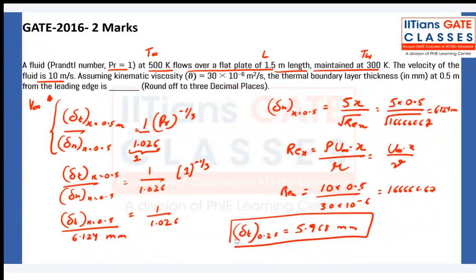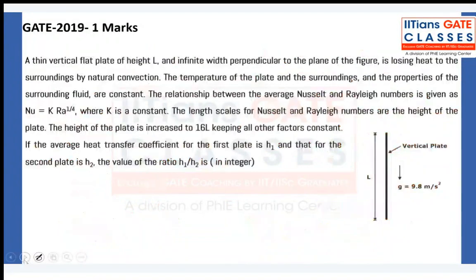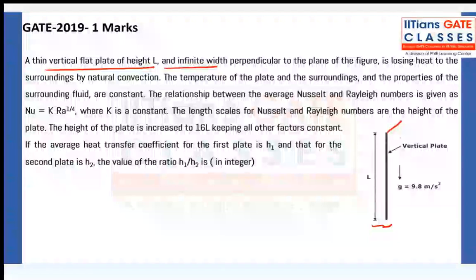Let us move on to the next question. It is based on free convection. We have a thin vertical flat plate of height L and infinite width, so this width is infinite, perpendicular to the plane of the figure. It is losing heat to the surroundings by natural convection. The temperatures of the plate and the surroundings and the properties are constant. The relationship between average Nusselt and Rayleigh number is given.